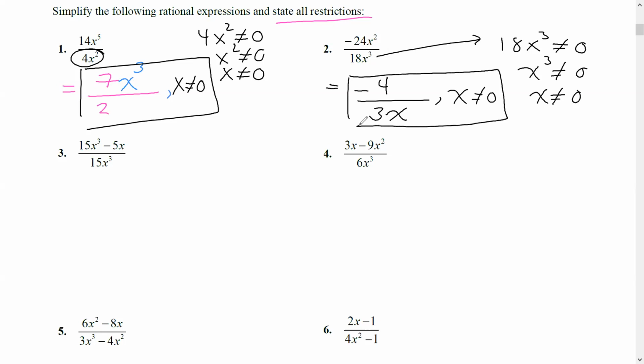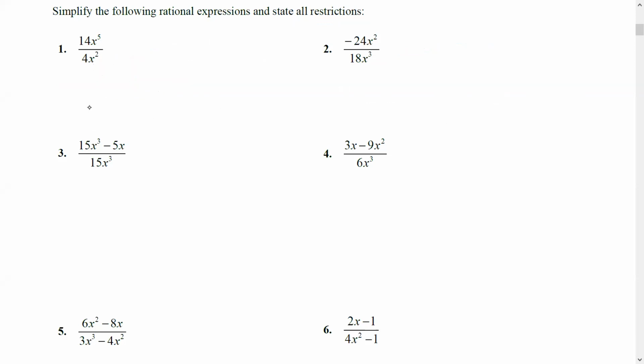Now, do you notice where we're looking for the non-permissible values? I'm looking at the original question. I'm not looking at the final answer, because if I had looked at the final answer right here by the 2, I put a lovely heart there, you would say there's no variable and there are no non-permissible values. So it's incredibly important we're finding non-permissible values before we simplify.